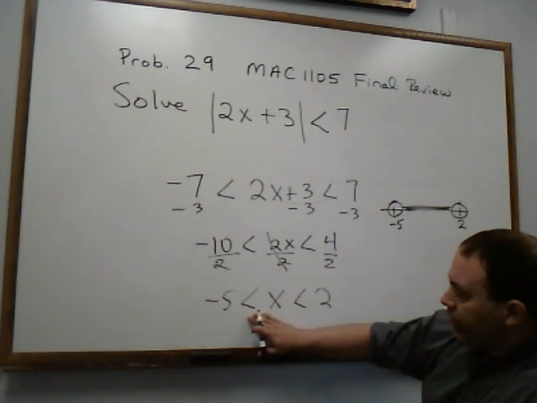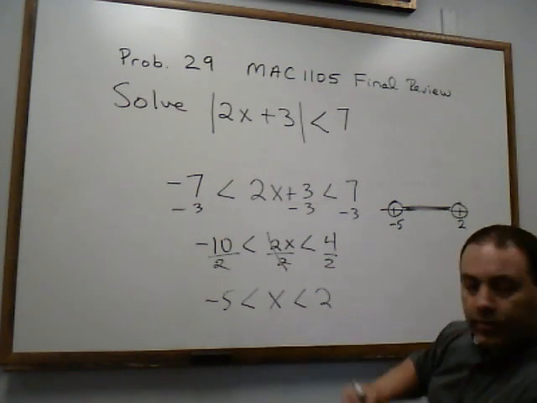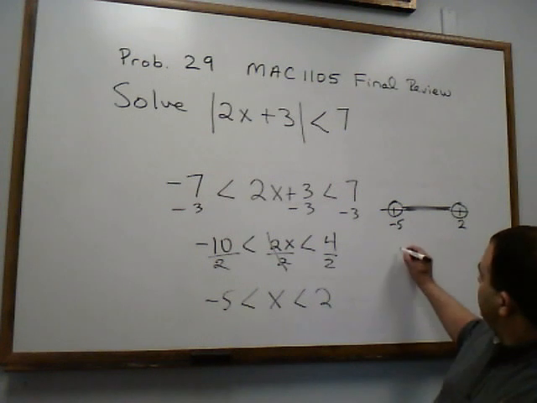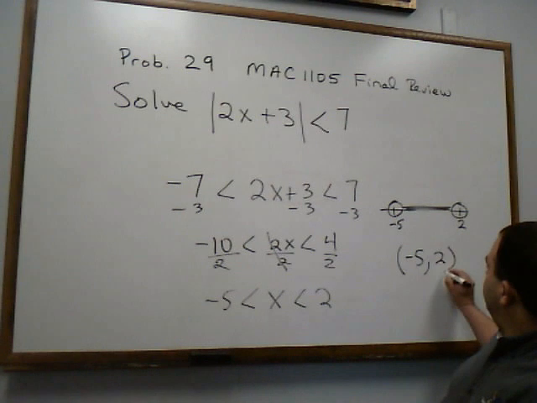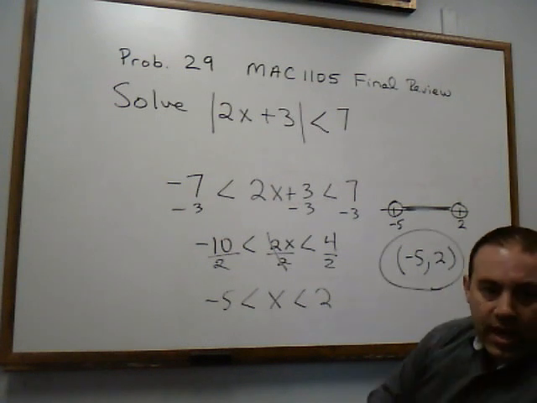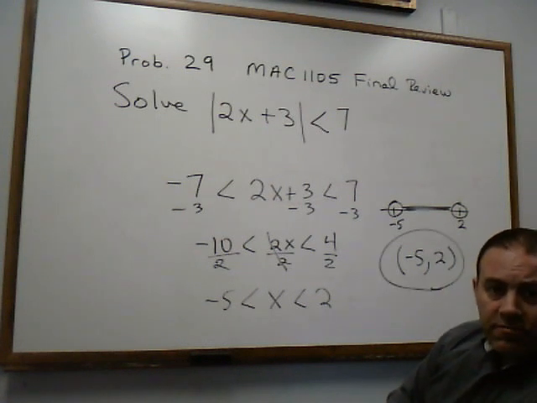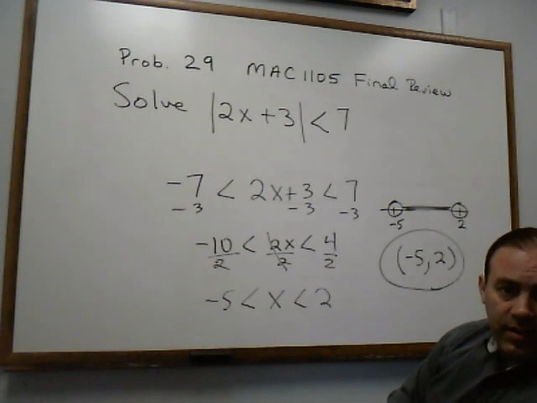Neither of the endpoints is included because there aren't any less than or equal to symbols here. So our answer would simply be, in parentheses, negative 5 to positive 2. That answer may look like an ordered pair, but in fact it's an interval in x. It's interval notation, and it's the solution to problem 29.